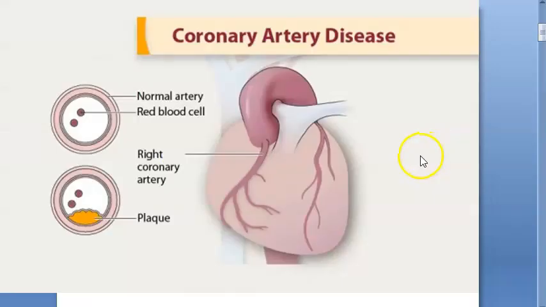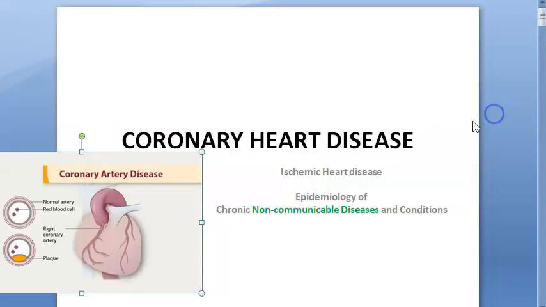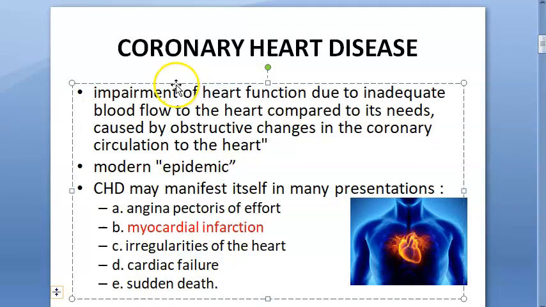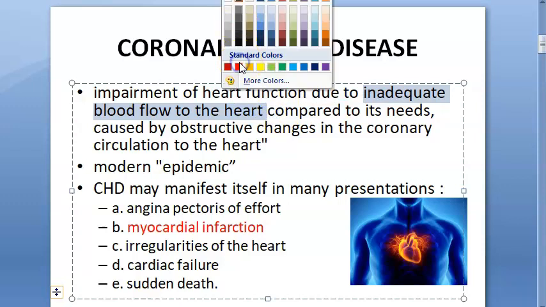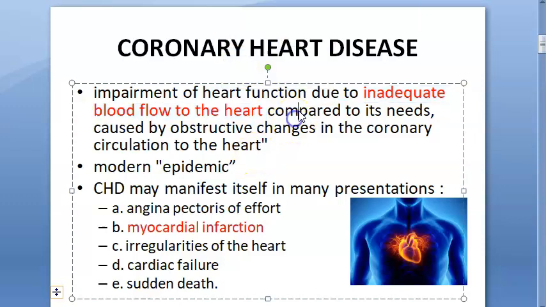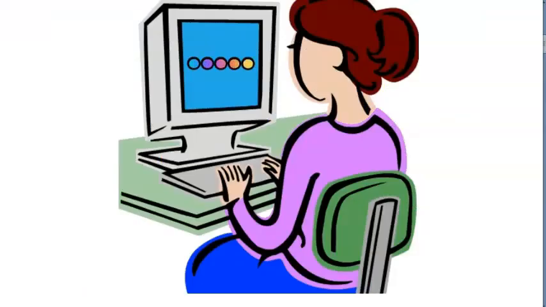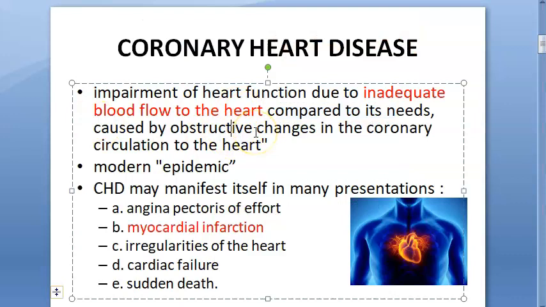So let's look at this disease. Basically it's a non-communicable disease. It is impairment of the heart function because of inadequate blood flow to the heart. So what is happening here? There's inadequate blood flow to the heart, so there is impairment of the heart function compared to its needs. So it's a comparative thing. It may be normal for some people, but based on the needs, it may be inadequate.